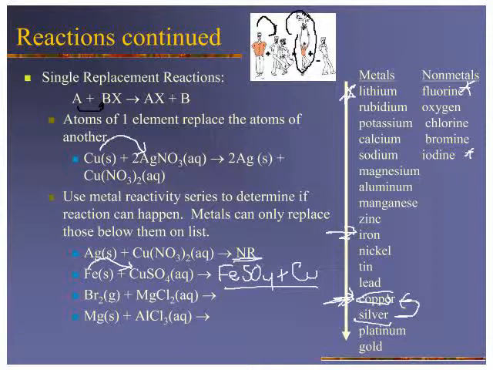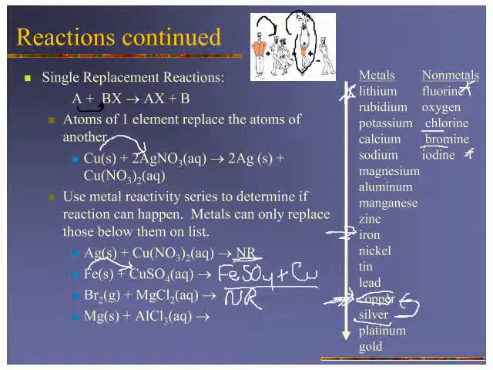All right, the next one, we have some nonmetals. Bromine is a nonmetal, so we look at a nonmetal list. And then we have magnesium chloride. So we're looking for chlorine and bromine. Bromine is below chlorine, so it will not replace chlorine. So no reaction is going to occur.